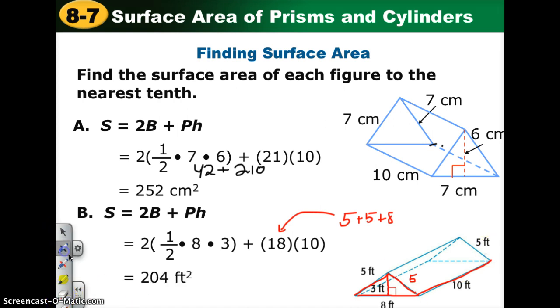So we multiply each part. This cancels, so we get 24 plus 180 for a total of 204 square feet. Again, it's square feet because it is area.